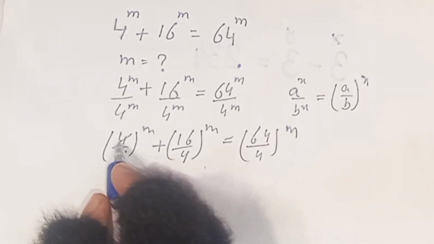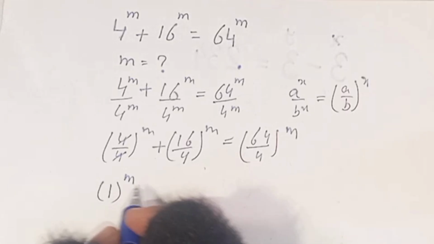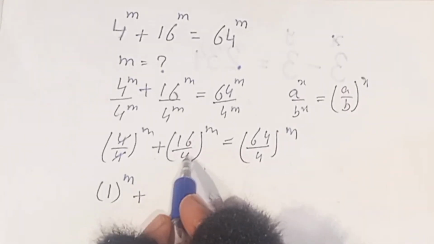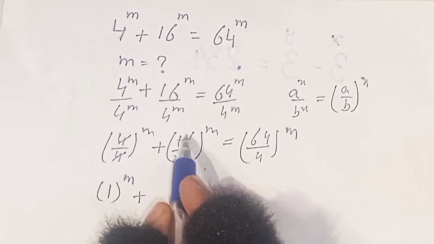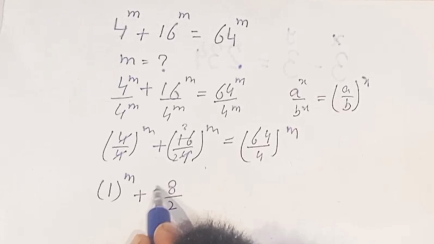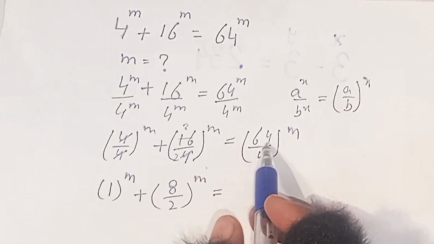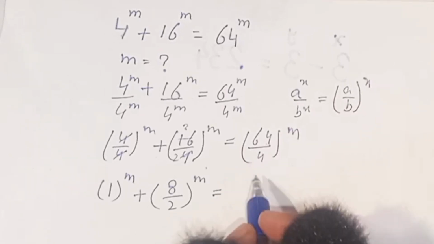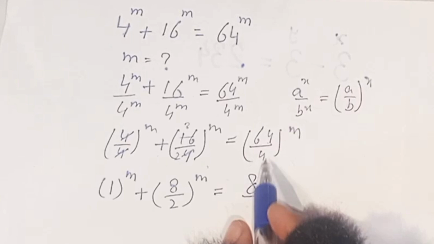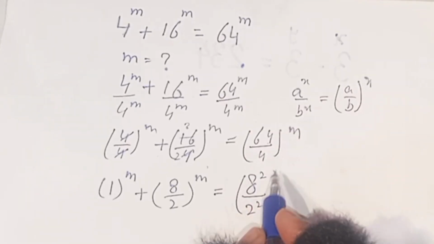Now look at this. This 4 and 4 will cancel. We just get 1^m plus, divide this by 2. So 2 2s are 4 and 2 8s are 16. So this is our (8 over 2)^m. It's equal to, this is 64 and we write this as 8 square. 8 square is equal to 64 and 4 is equal to 2 square, and its power is m.